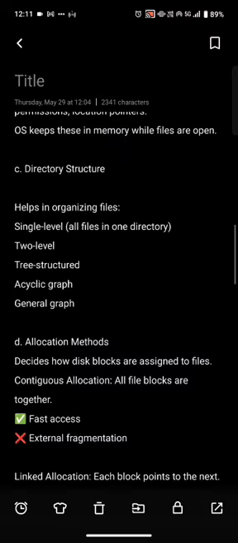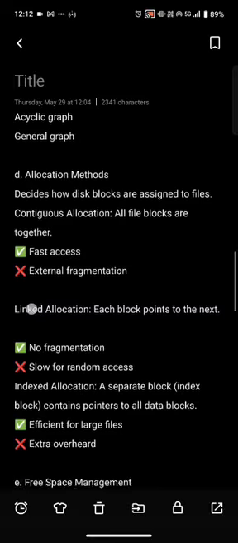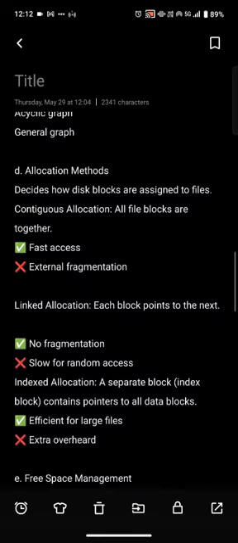Third, directory structure helps in organizing files: single level, two level, tree structured, acyclic graph, and general graph. Fourth one is allocation methods. It decides how disk blocks are assigned to files.